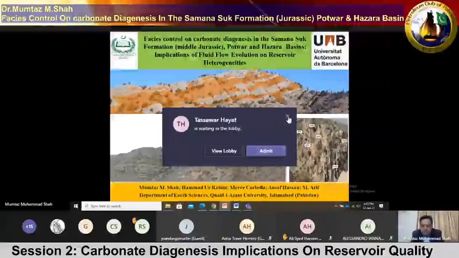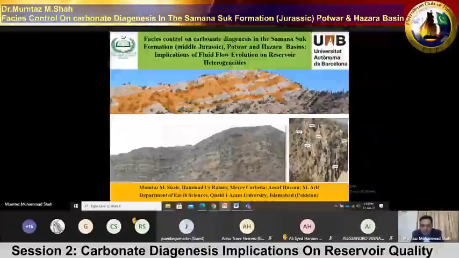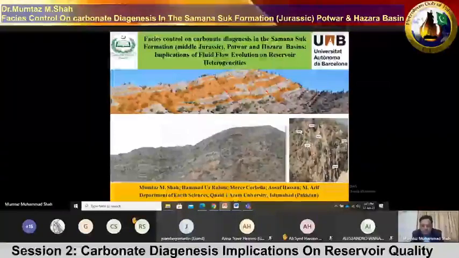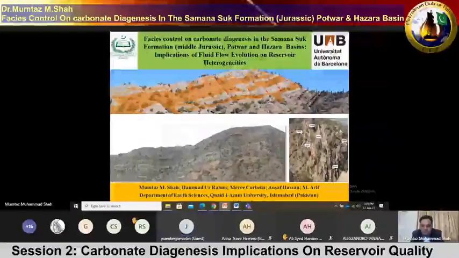Awsaf Hassan also worked on some of the outcrops, and Arif, my master student, was also involved during these studies.